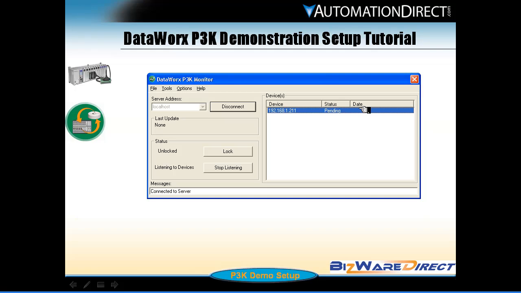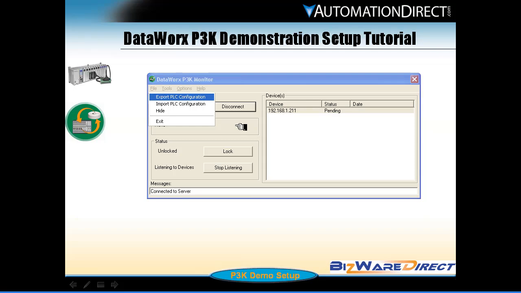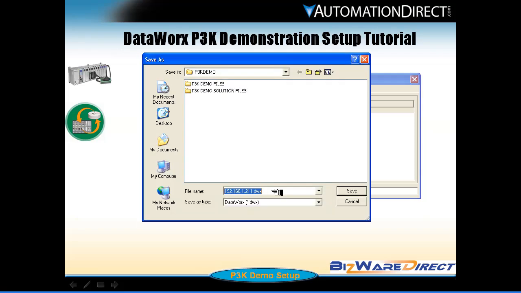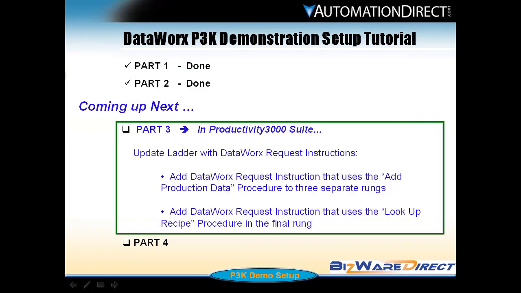Before working in the Productivity Suite, we need to export the procedures that we created for this pack configuration. Select the pack configuration, open the File menu, and choose Export PLC Configuration. The Procedures List file defaults to the IP address of the pack. Let's add the word Procedures List to the file name and click Save. This concludes Part 2 of the tutorial.